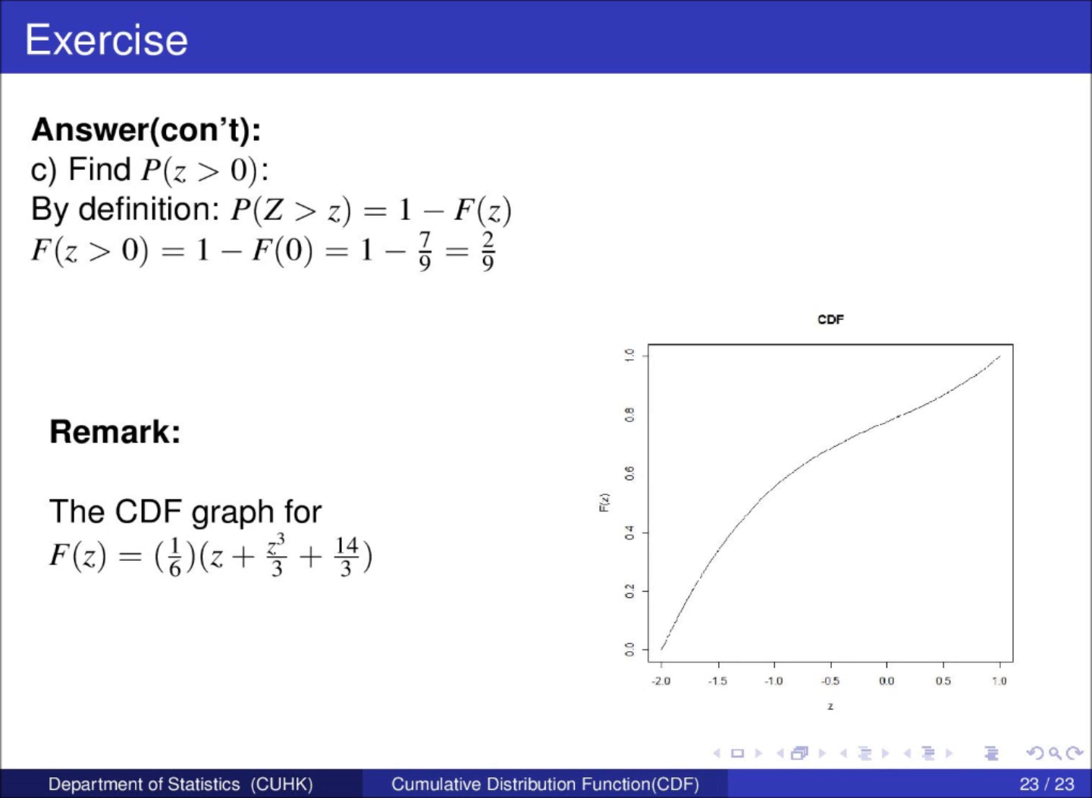Finally, for part C, we are going to find the probability of z larger than 0. By definition, the probability of capital Z larger than small z is equal to 1 minus F(z), which will be equal to 1 minus F(0), equal to 2 over 9. Last, we can plot the CDF graph like the one on the right-hand side. So that's all for the exercise and this video.